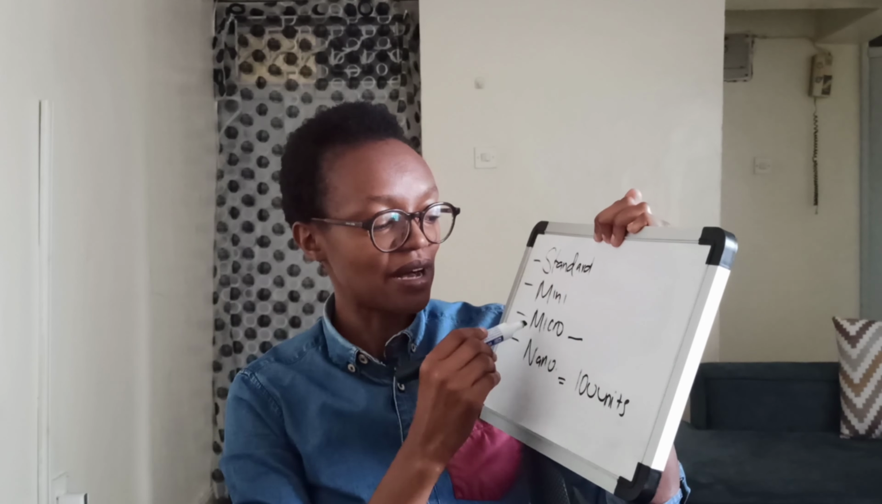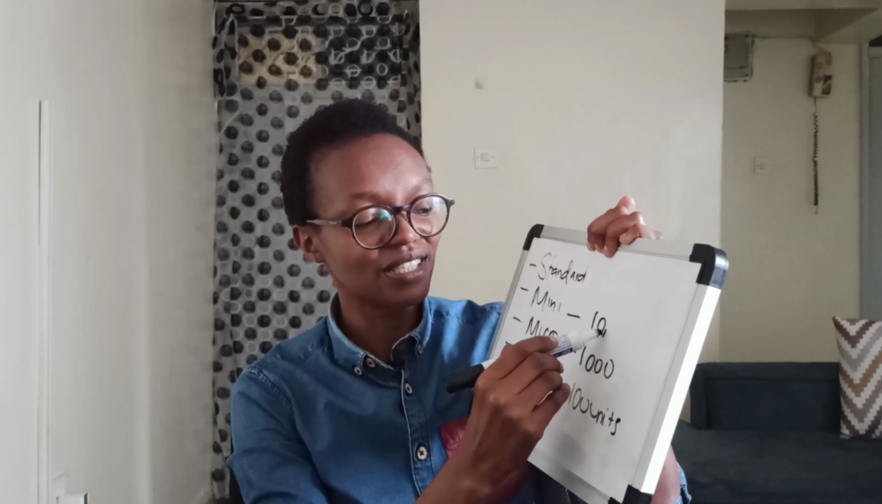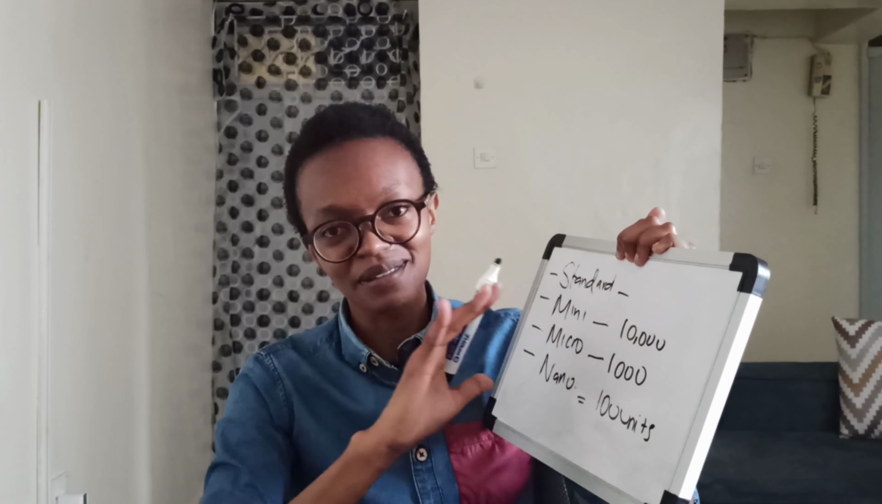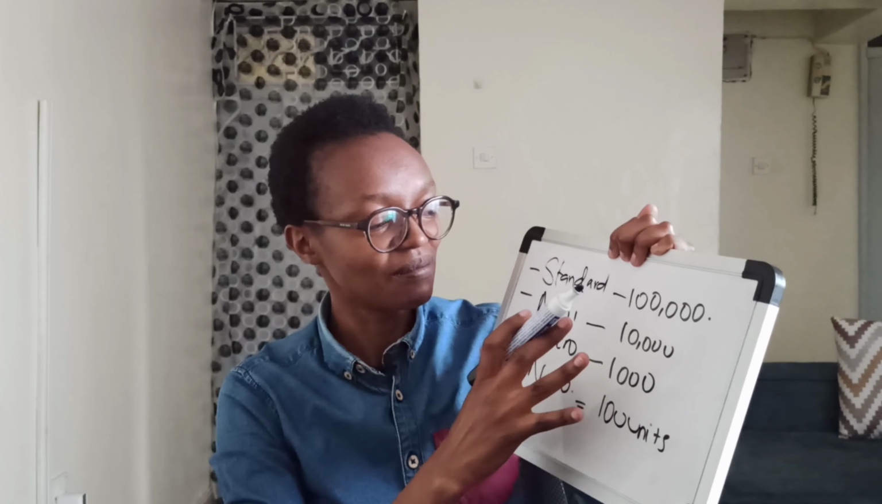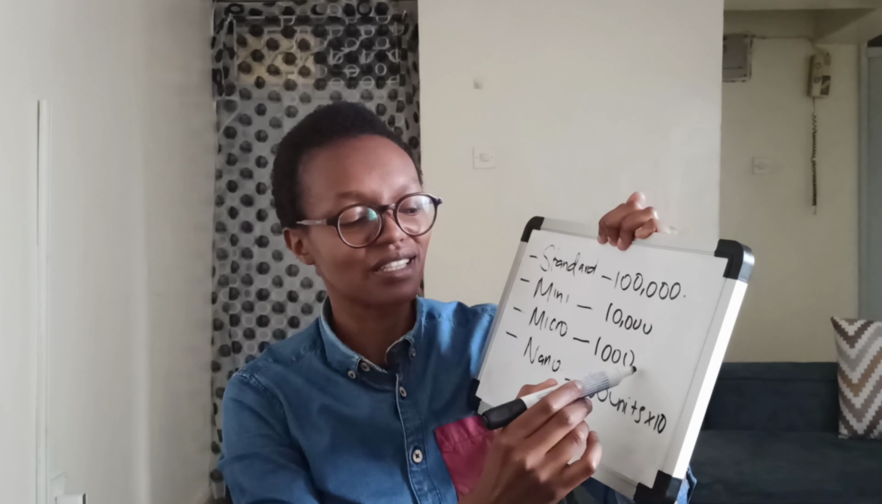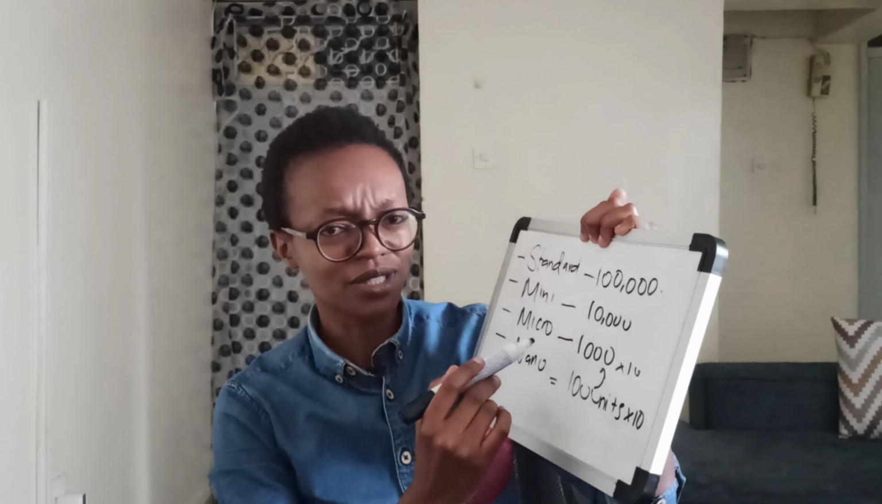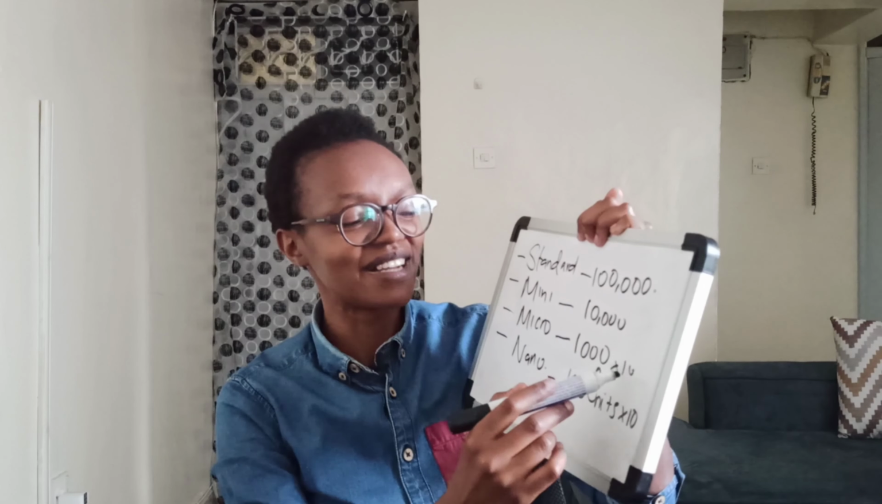A micro lot has 1,000 units. A mini lot has 10,000 units. And the standard, the biggest of them all, has 100,000 currency units. Now, the common factor in these lots is that we are multiplying by a factor of 10. If you multiply the nano by 10, you get a micro lot. If you multiply the micro by 10, you get a mini, which is 10,000. And if you multiply the mini by 10, you get a standard, which is 100,000.